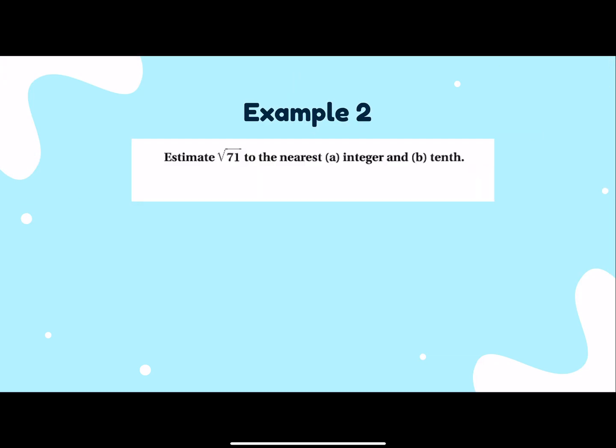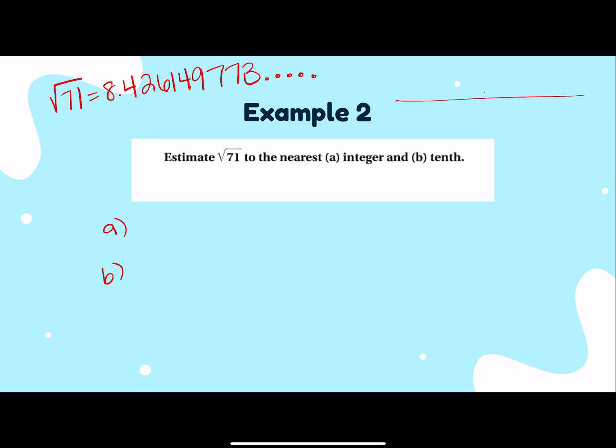Okay, example 2 says estimate the square root of 71 to the nearest integer and the nearest tenth. Okay, this is what I was talking about earlier. So if I type in the square root of 71 in my calculator, I get 8.426149773, and then the calculator screen ends, but we know because this is irrational, it's never going to end. To the nearest integer means on the number line with my negatives going this way, but I don't really care about the negatives, I just care about the positives.